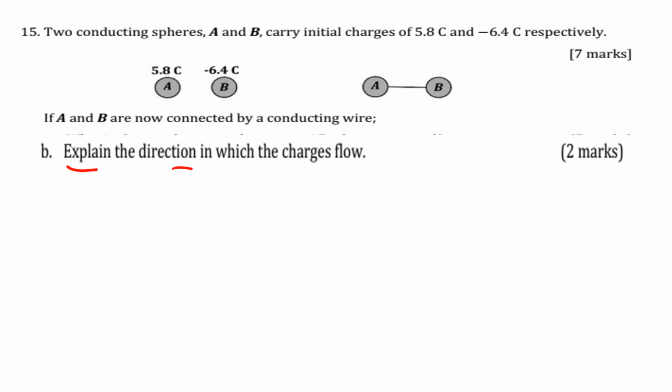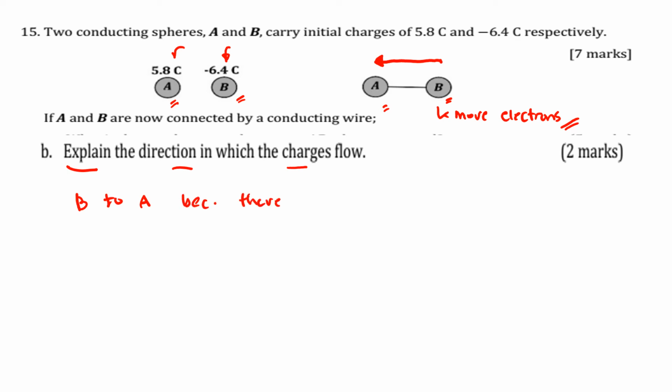Explain the direction in which charges flow. Since B is more negative than A, therefore there are more electrons in B compared to A, so charges would actually be moving from B to A. Again, this is mainly because B has more electrons compared to A, and remember, it is actually the electrons that move around in a circuit because protons are fixed in the nucleus. So the direction in which charges flow is from B to A, because there are more electrons in B.